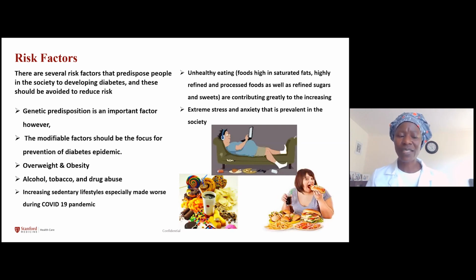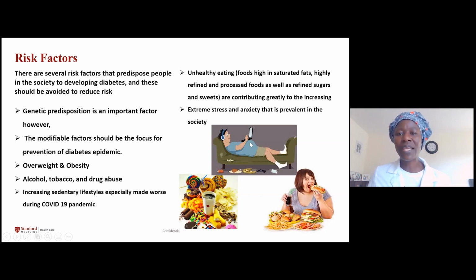There are several risk factors that predispose people in the society to developing diabetes, and these should be avoided to reduce risks. Number one, genetic predisposition is an important factor. However, the modifiable factors should be the focus for prevention of the diabetes epidemic. Being overweight and obese are top on the list. Alcohol, tobacco, and drug use, and increasing sedentary lifestyles, especially made worse during the COVID-19 pandemic, are top factors.